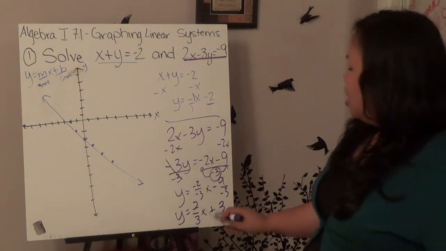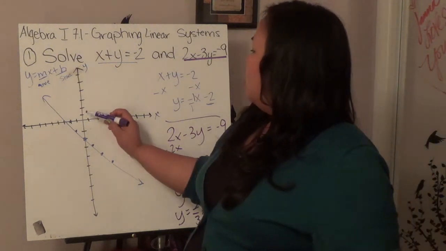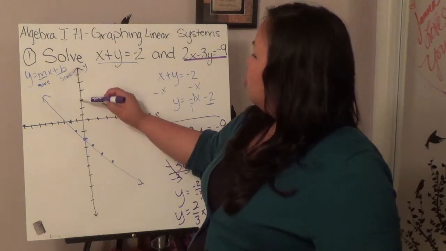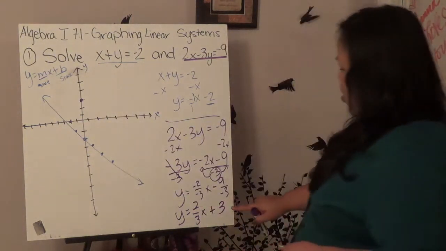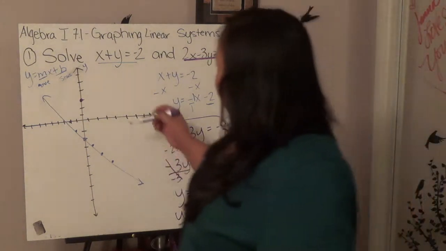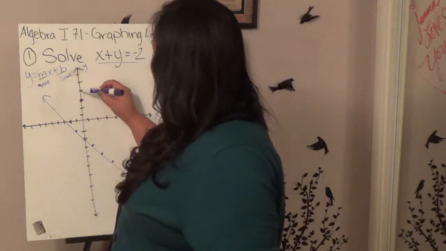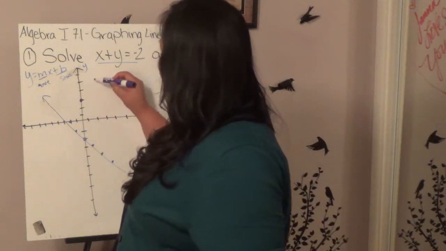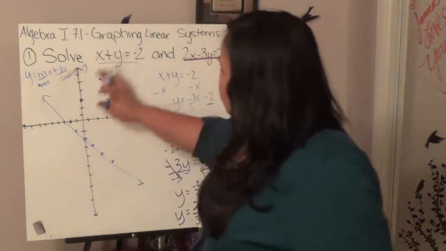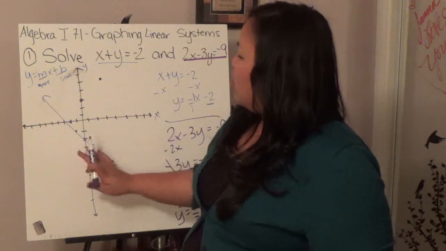So this is telling me that I'm going to start at 3. 1, 2, 3, 3. And then I'm going to go up 2 over 3. So up 2 over 3. Now, the answer is going to be somewhere here, right?